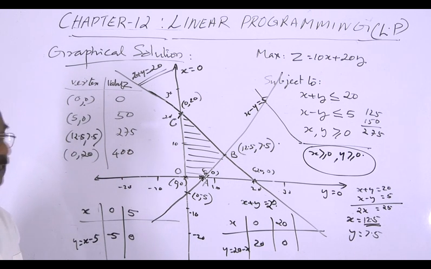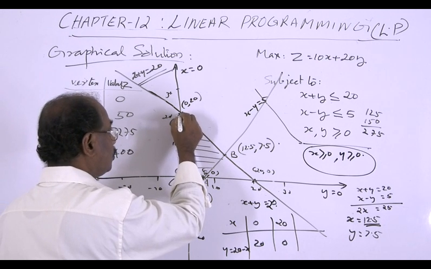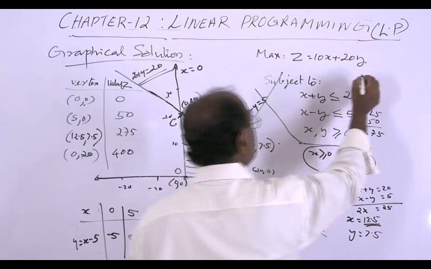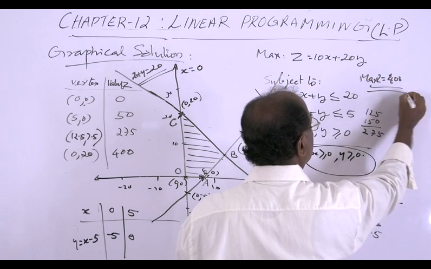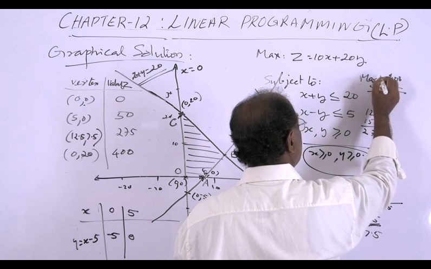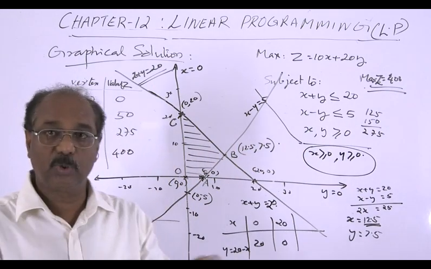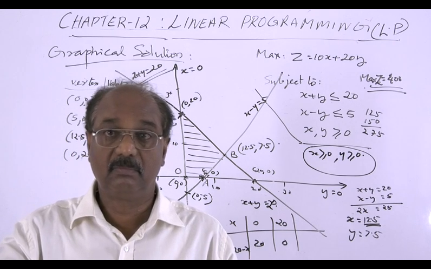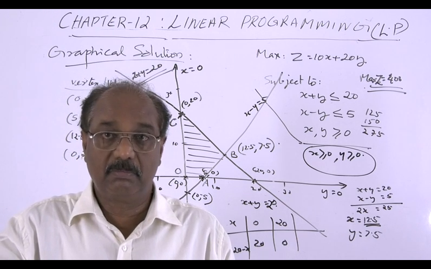Therefore, the maximum value of Z is 400, which occurs at the point 0, 20. This is the point. So maximum Z is equal to 400. So this is the solution, completed. Okay, that's all. This is the way in which we solve the problem.